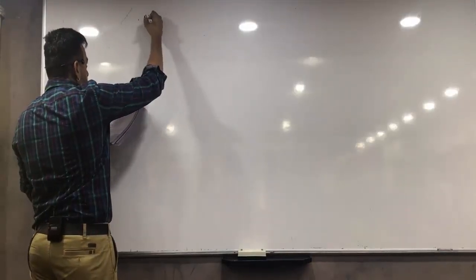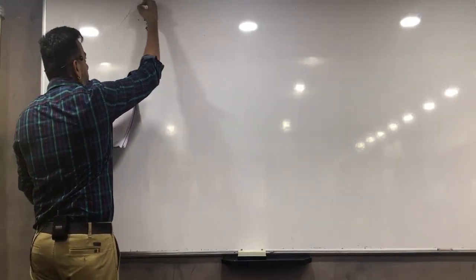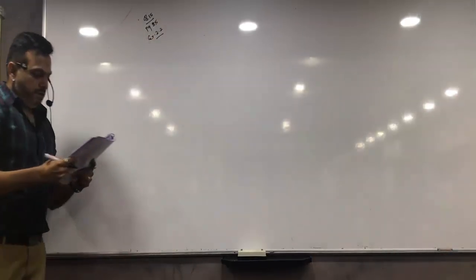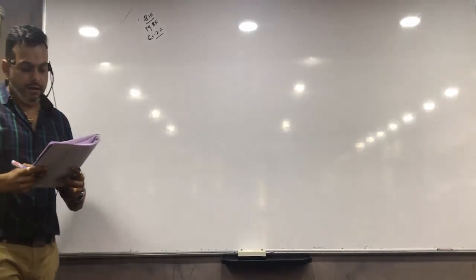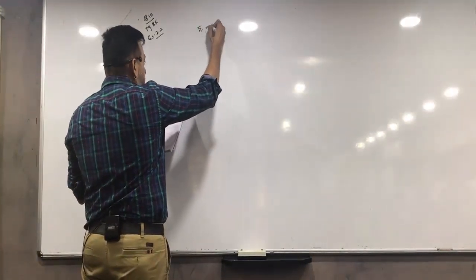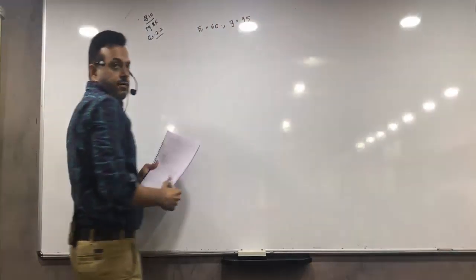Question number 15, page number 85, exercise 2.2. Now, what is given in question number 15? Average is given. So, average means mean. So, x bar is equal to 60 and y bar is equal to 95.